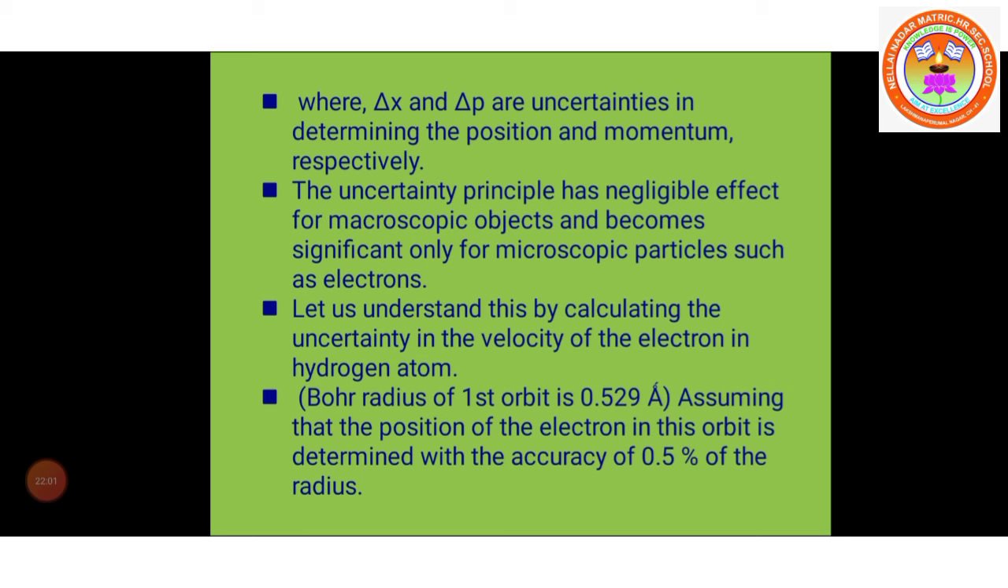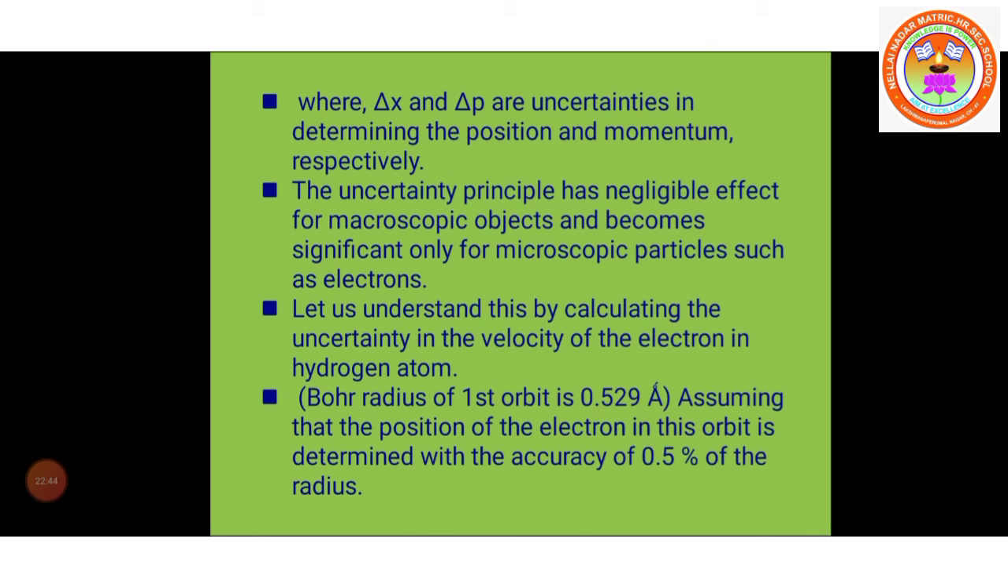So the uncertainty is determined where delta x and delta p are uncertainties that determine the position and the momentum respectively. The uncertainty principle has a negligible effect on macroscopic objects and becomes significant only for microscopic particles such as electron, proton, neutron, like that. Let us understand this by calculating the uncertainty in the velocity of an electron in a hydrogen atom.